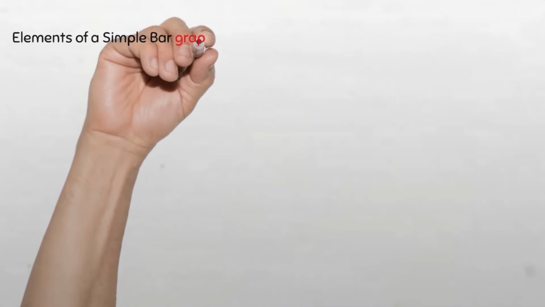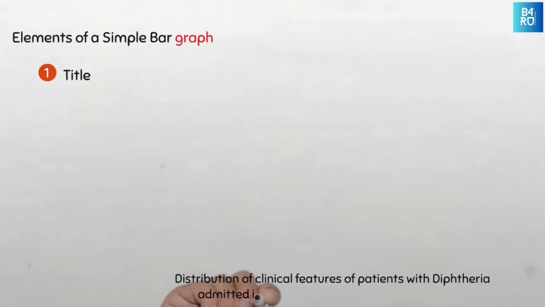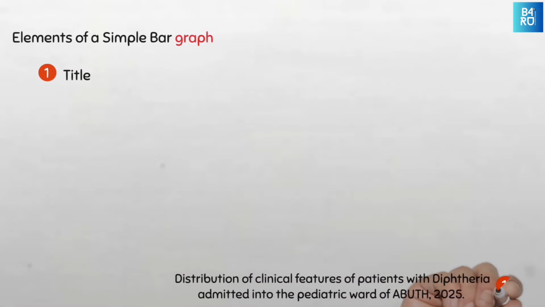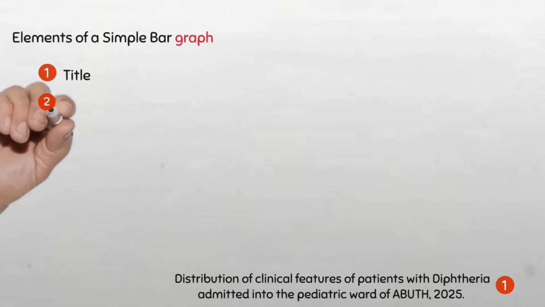Components of a simple bar graph. There are 4 key elements that work together to communicate information effectively in a simple bar chart. Number 1 is the title. This should always be a clear and concise description, usually placed below the chart. Great, that's number 1.